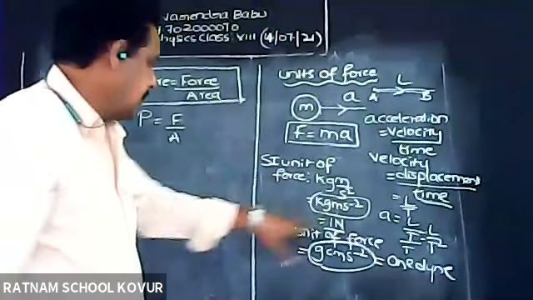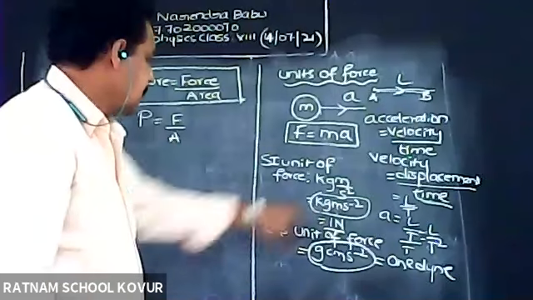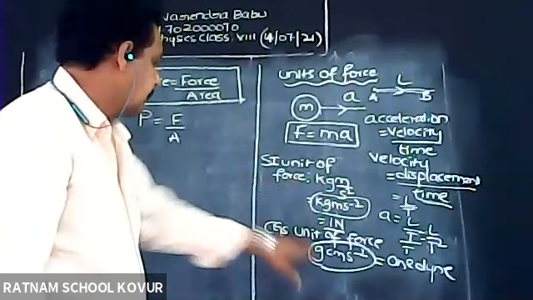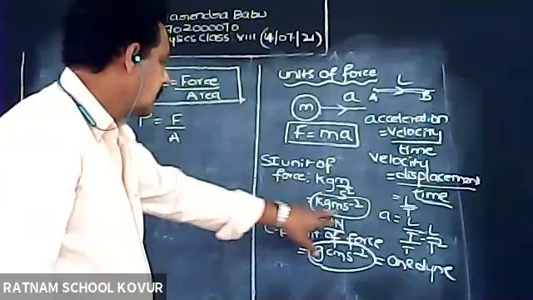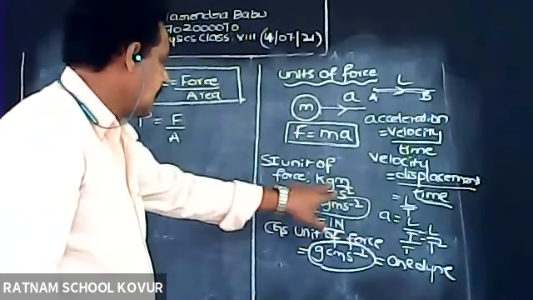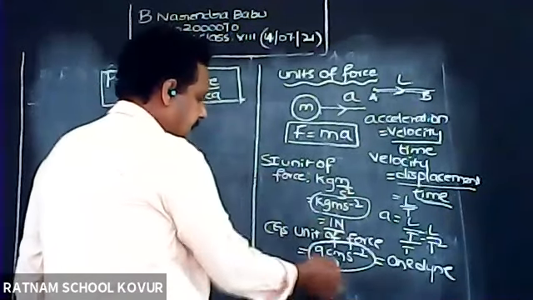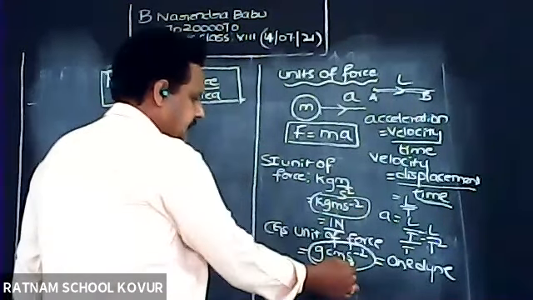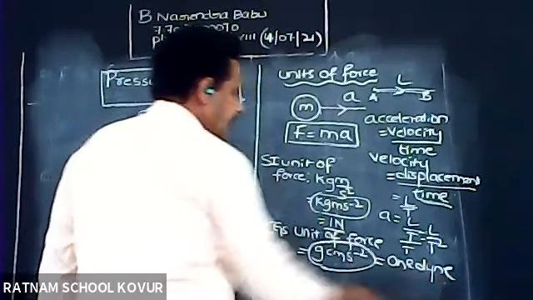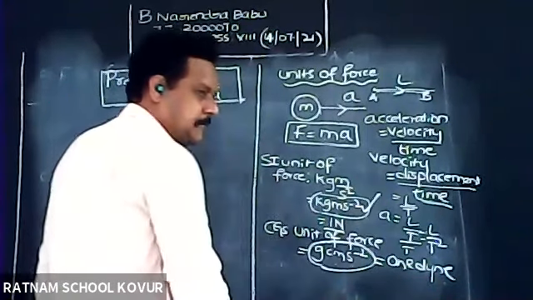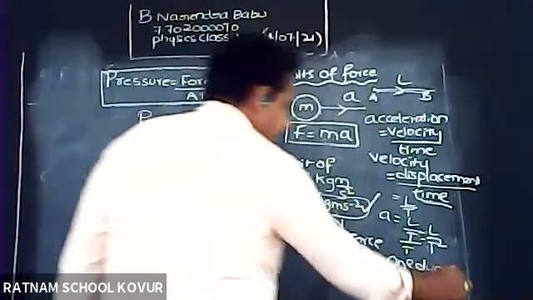Now I am writing CGS unit. CGS means centimeter gram second. CGS unit of mass is gram. CGS unit of length is centimeter. CGS unit of time is second. So gram centimeter s power minus 2 is equal to 1 dyne. So SI unit of force is kg meter s power minus 2. CGS unit of force is dyne.